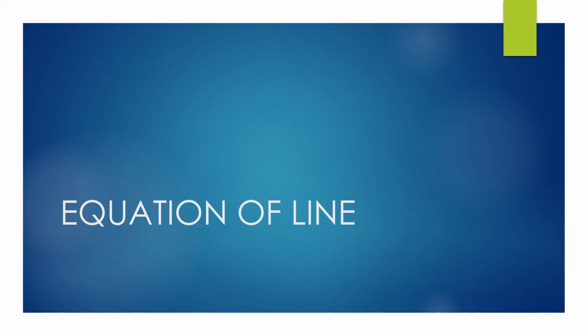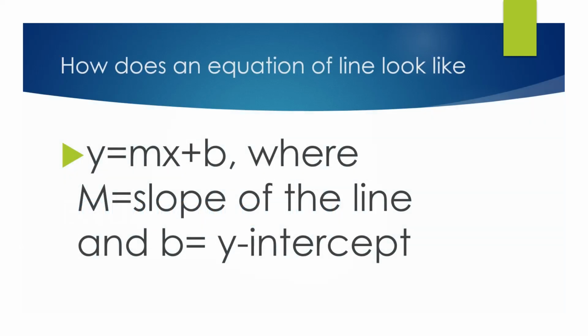Today, I'll be explaining what exactly an equation of a line is and how to form it. This lesson appears quite often on the SAT, so it's important to learn it before you get to the actual tests. First of all, what does an equation of a line look like? It comes in the form y equals mx plus b, where m is the slope of the line and b is the y-intercept of the line.